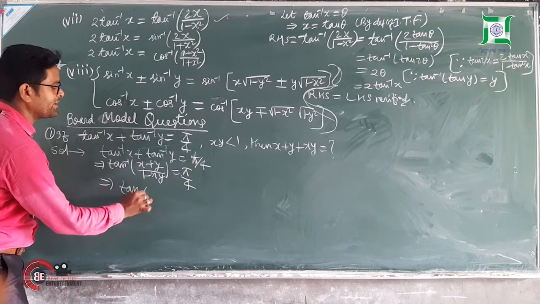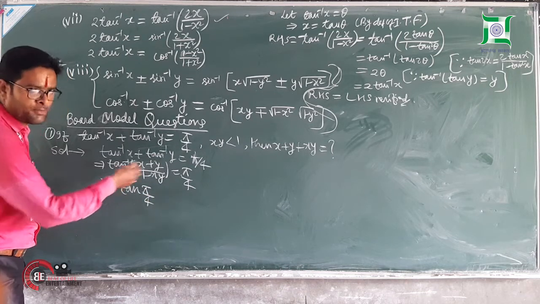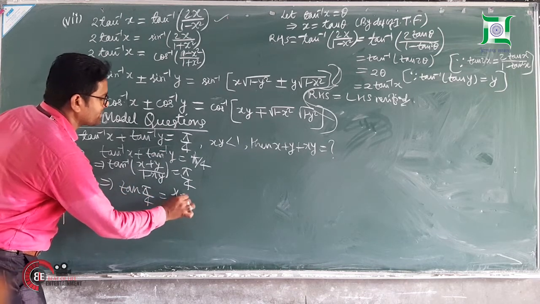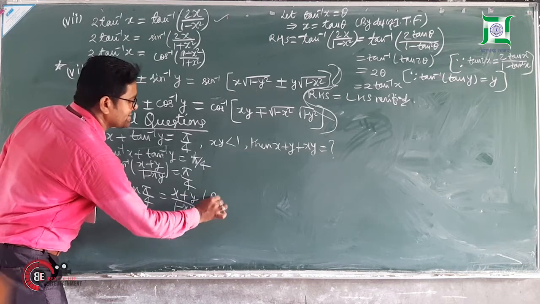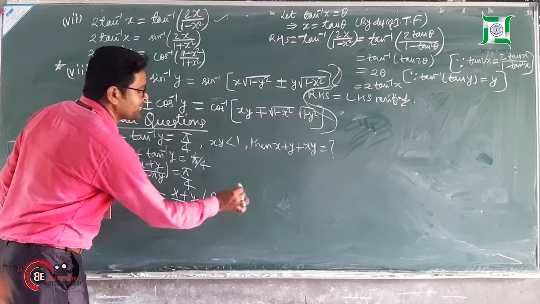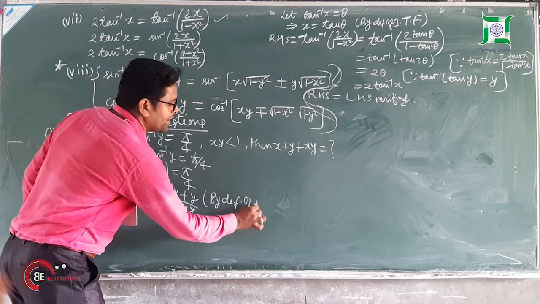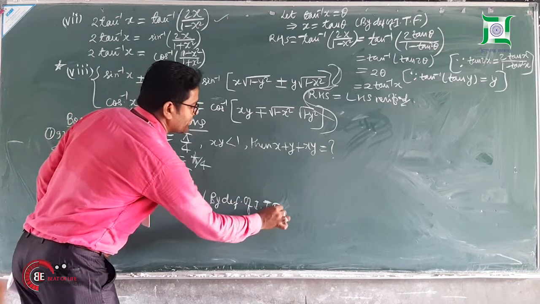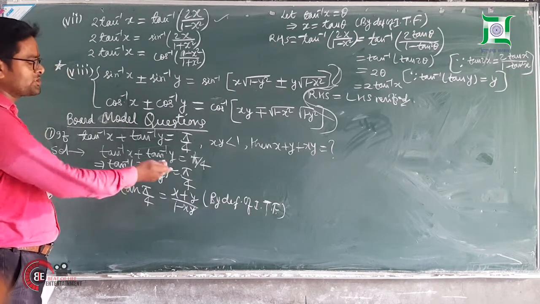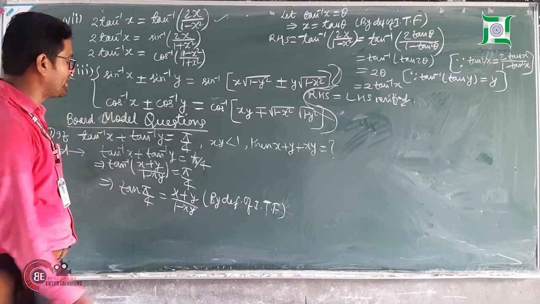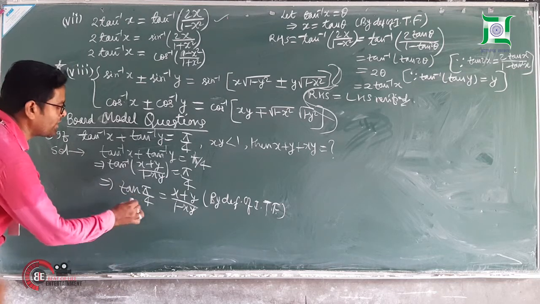Then how can you get it? By the definition of inverse trigonometric function, tan pi by 4 is equal to x plus y by 1 minus xy. You have to write it here. By definition of inverse trigonometric function, tan pi by 4 is equal to x plus y by 1 minus xy. And you know the value of tan pi by 4 is 1.